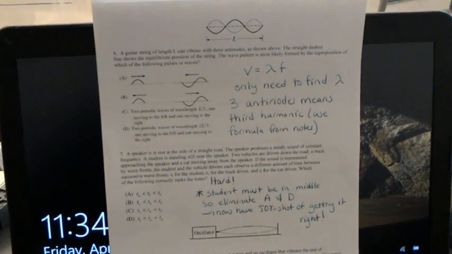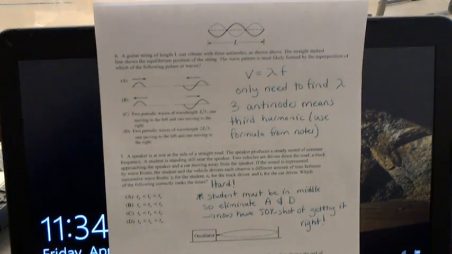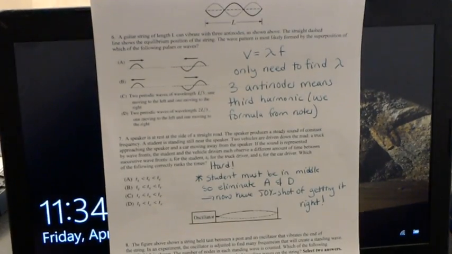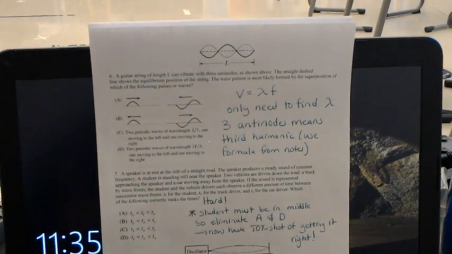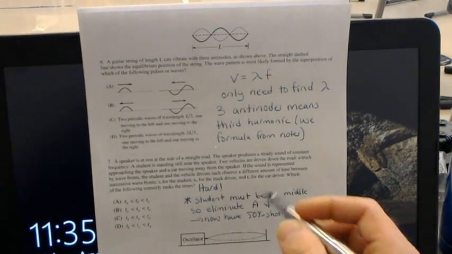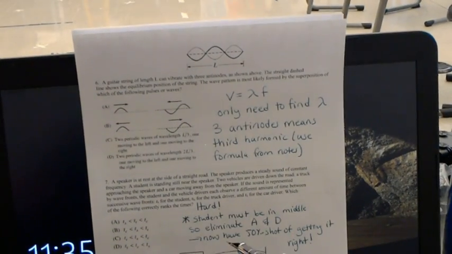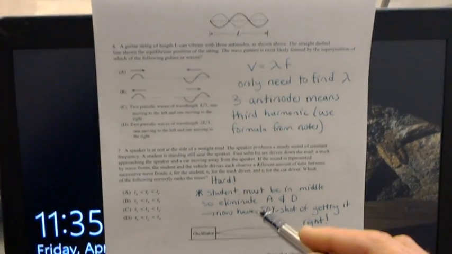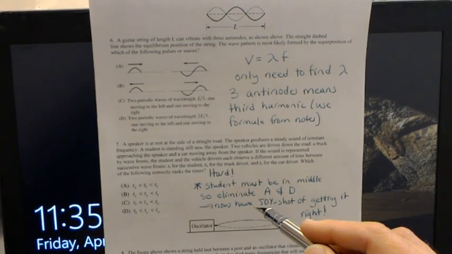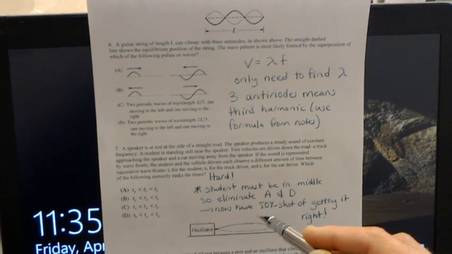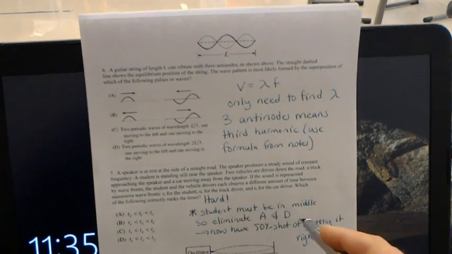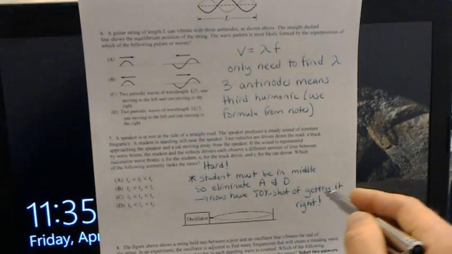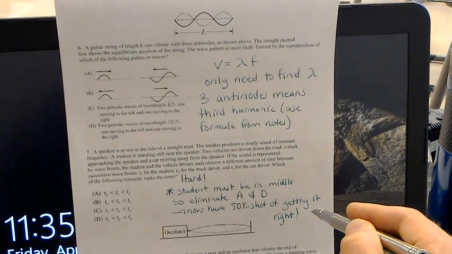Number 7 is quite difficult, classic AP, but not terribly difficult when you realize it's a Doppler effect question. The student standing by the speaker hears the true sound, whereas in this case the truck is approaching, and so the apparent frequency it hears is higher, because it is compressing the sound waves, or in this case the time interval is smaller. The student must be in the middle because the student is hearing the true frequency, so you should eliminate A and D. That would give you a 50% shot of getting this right.